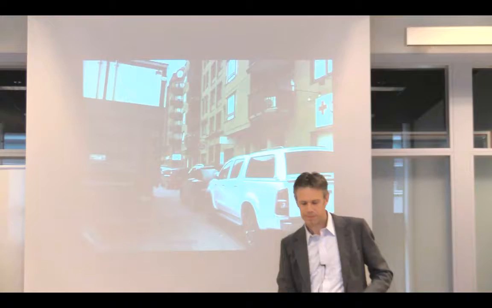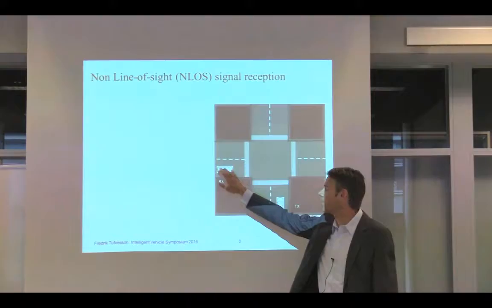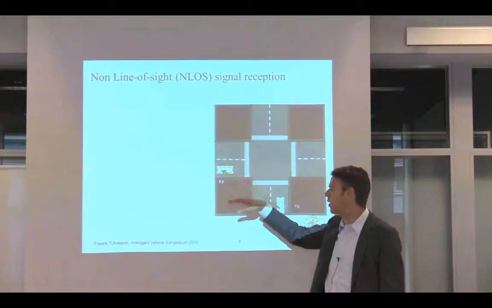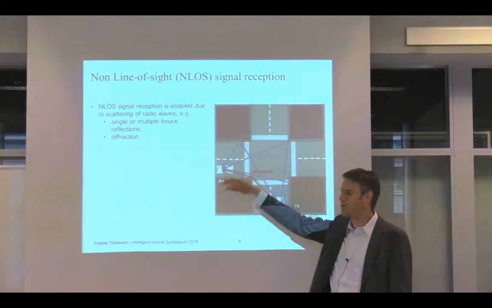So, how do we get non-line of sight signal reception? If we have a transmit car here and a receive car approaching an intersection, and then we are blocked either by a big other vehicle or by the building, as in this case, typically what we can rely on is reflection at either of the buildings. We can have some diffraction.